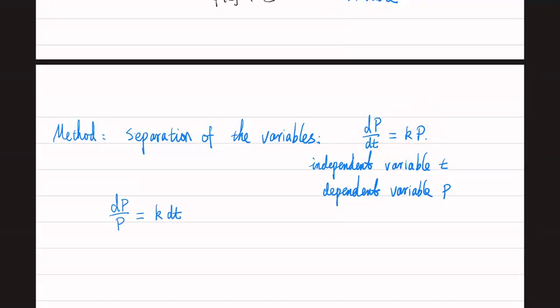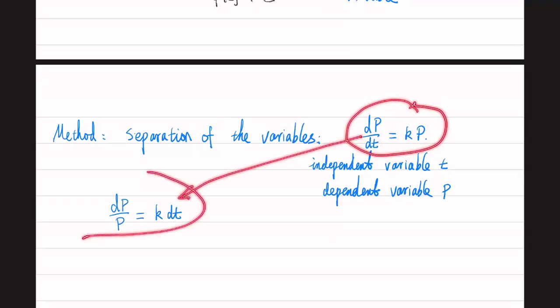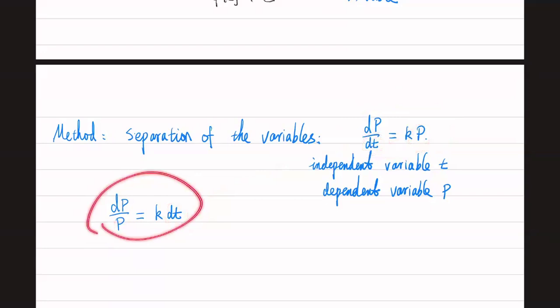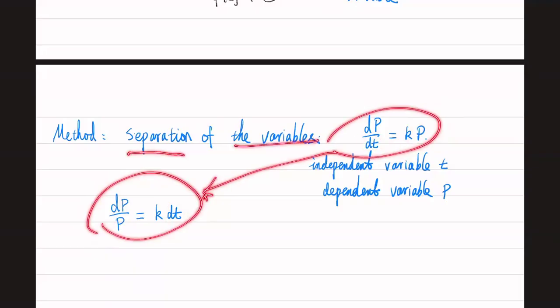Okay, let's see how we moved from the differential equation to here. I separate this dt to the right-hand side and divide both sides by p. Sophia, any question about this step? No? Okay, so this is the separation of the variables.